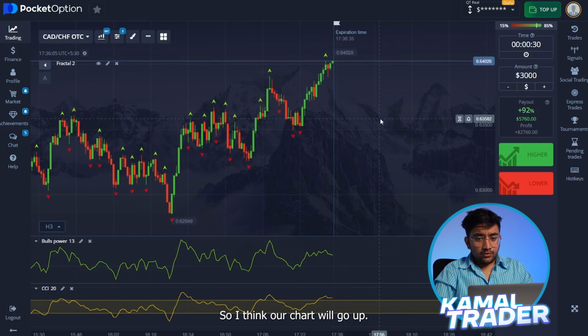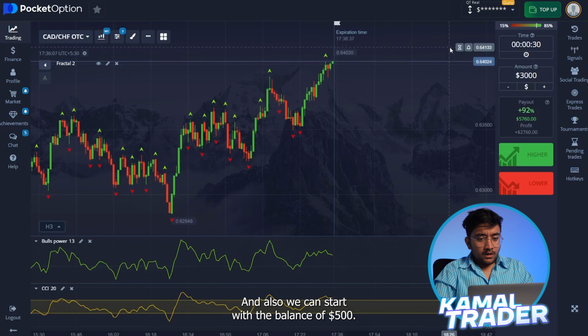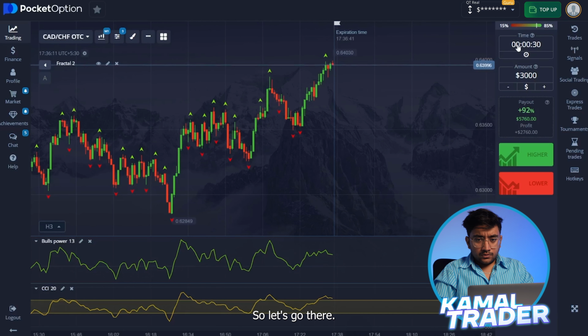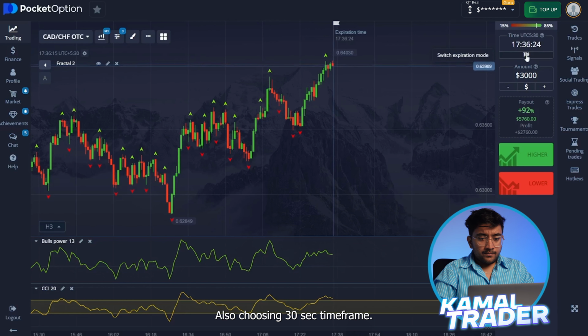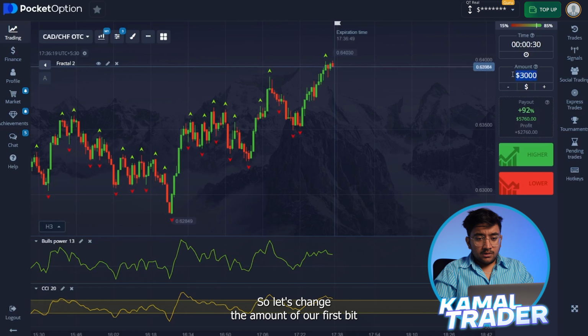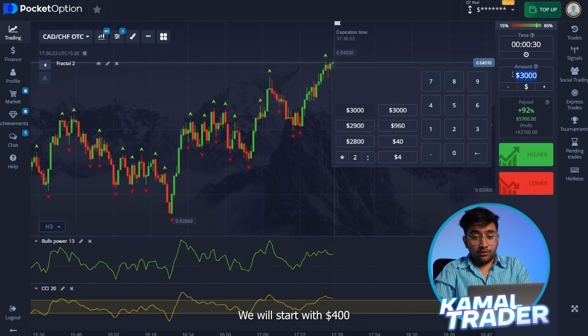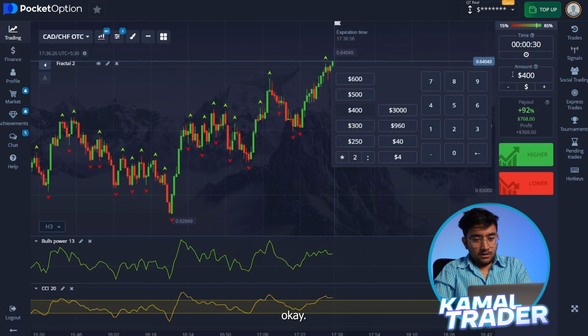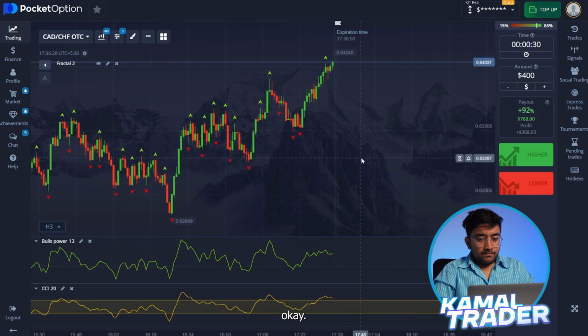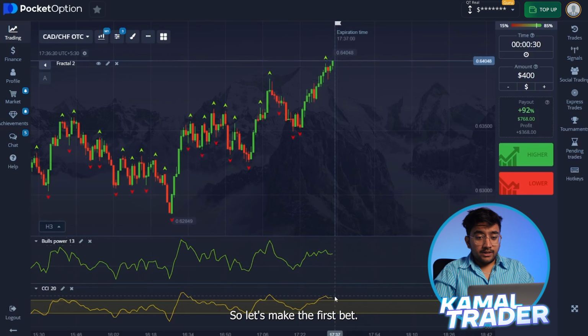So I think our chart will go up, and also we can start with the balance of $500. So let's go there, also choosing the 30-second time frame. Let's change the amount of our first bet. Okay, we'll start with $400. So let's make the first bet.